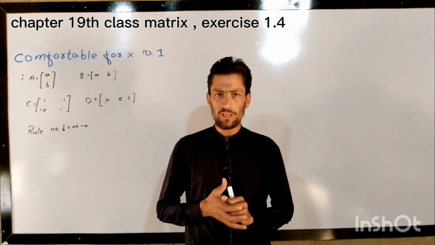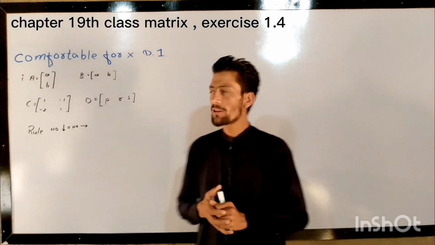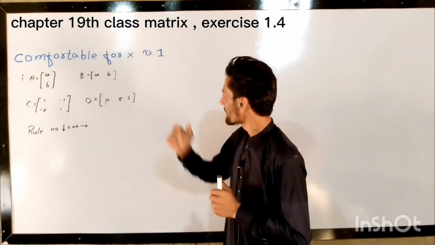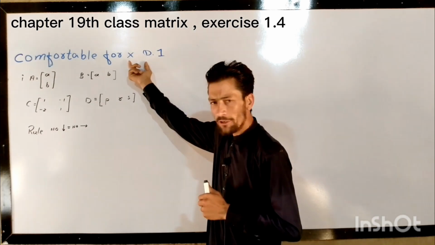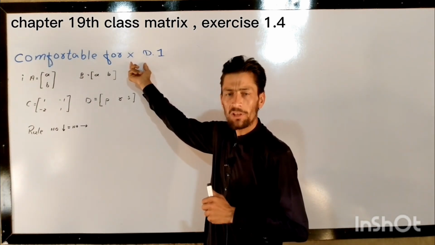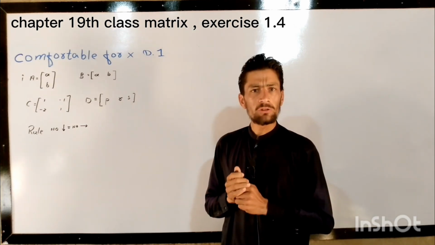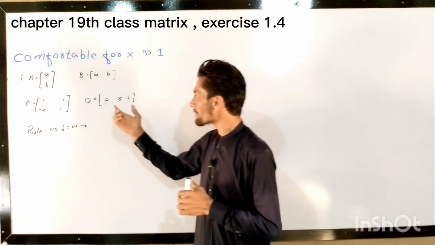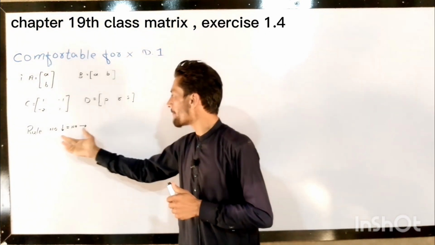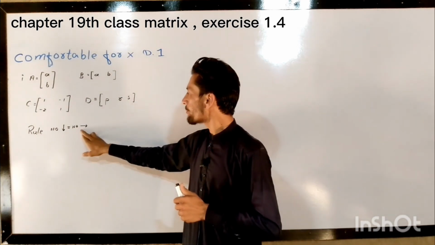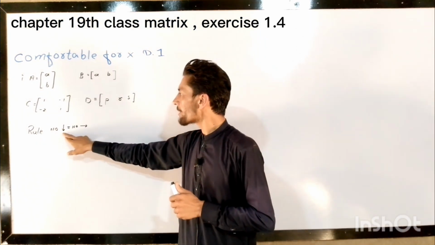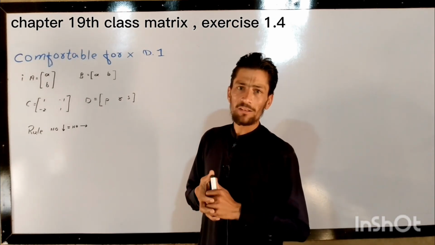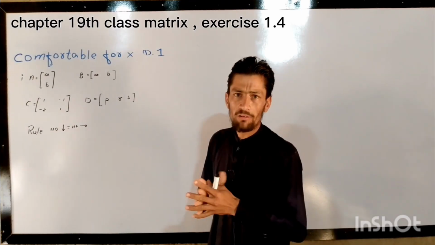So let's move to question number 1, which is asking which of the following matrices are comfortable for multiplication. This is question number 1, and the sign shown here is used for multiplication. I have already taught you in a previous video the rule for multiplication: two matrices are capable of multiplication when the number of columns in the first matrix is equal to the number of rows in the second matrix. Let's apply this rule to this question and we will get the answer.